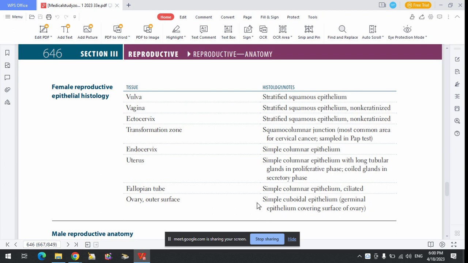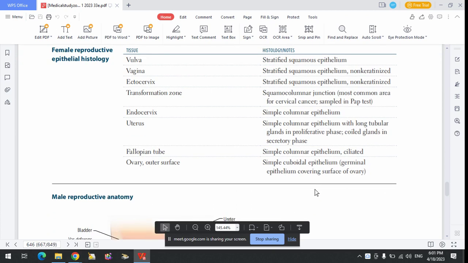So the ovary is a secretory organ. All secretory organs will be lined by cuboidal epithelium. Please don't forget. All secretory organs are lined by cuboidal epithelium. Our ovaries secrete hormones, estrogen, progesterone. So cuboidal epithelium. Vulva, vagina, and ectocervix are stratified squamous. Endocervix, uterus, and fallopian tube are simple columnar, which is ciliated in the fallopian tube. Ovary, simple cuboidal.